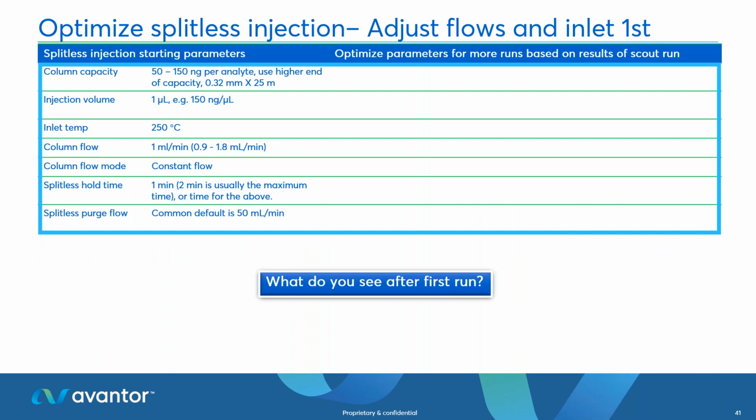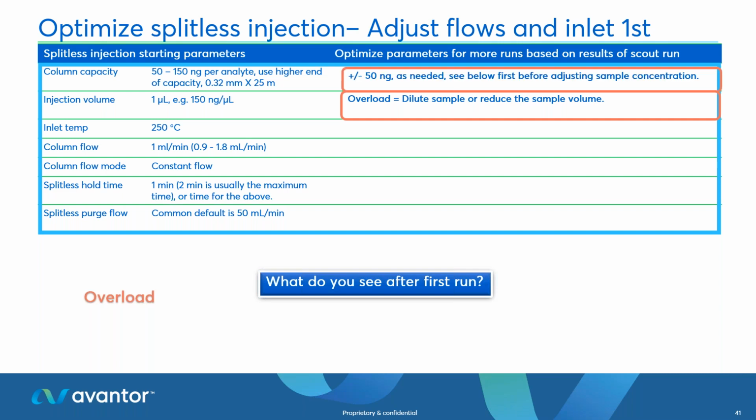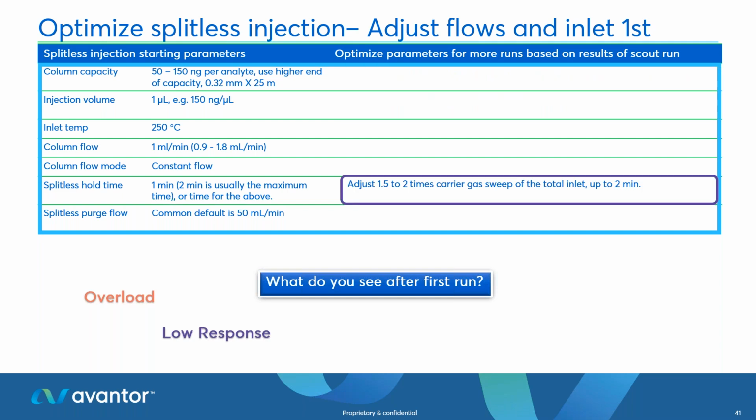So when we're optimizing this method, what do we see after the first run? It's going to be a little bit more challenging, but some of the processes are the same. If we're seeing overload again, rather than thinking about the split ratio and how much we're sending out the split vent, we need to think about whether the sample volume is too much, or whether the concentration is too much, and maybe we need to reduce them. Low response: maybe we're losing some of the sample because that hold time isn't long enough. So you can adjust this.